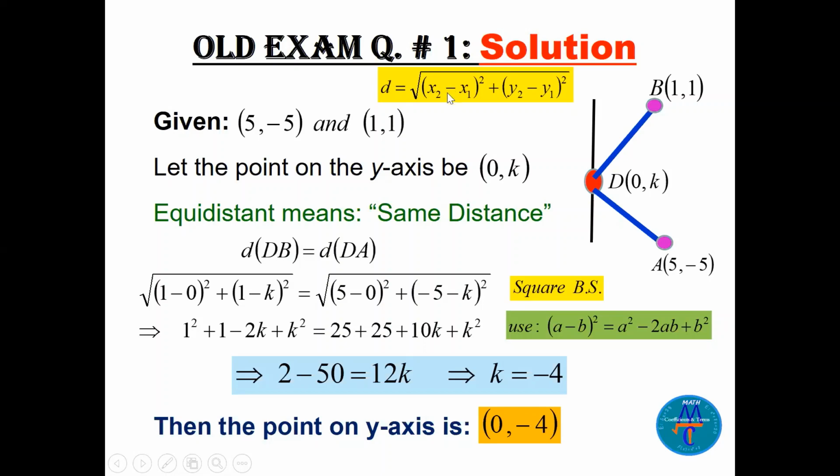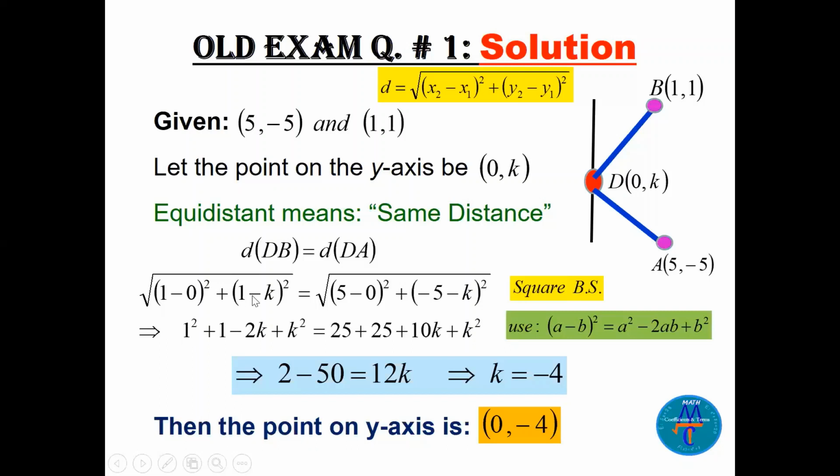Just use this one here. See the yellow formula? Distance is the square root of (x2 minus x1) squared plus (y2 minus y1) squared. Just put the numbers now between D and B. So (1 minus 0) squared plus (1 minus k) squared, leave it. Take the distance from D to A, so (5 minus 0) squared plus (-5 minus k) squared. Now it looks like a difficult equation, but it will be simplified now. Square both sides and simplify inside, by the way.